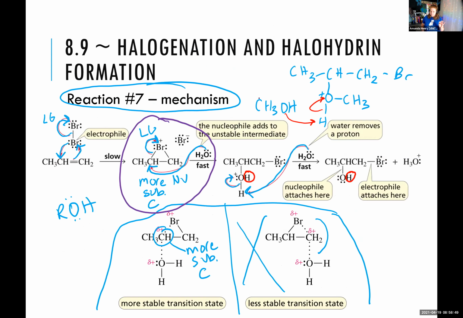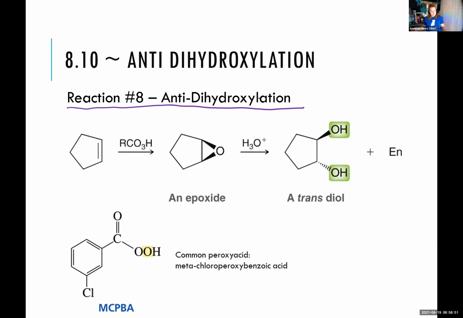Okay. So this one's also anti. So that means that the two things that are getting added are going to get added in the opposite ways. So we do often show that with a ring because it makes showing the stereochemistry nice and easy because nothing's rotating.